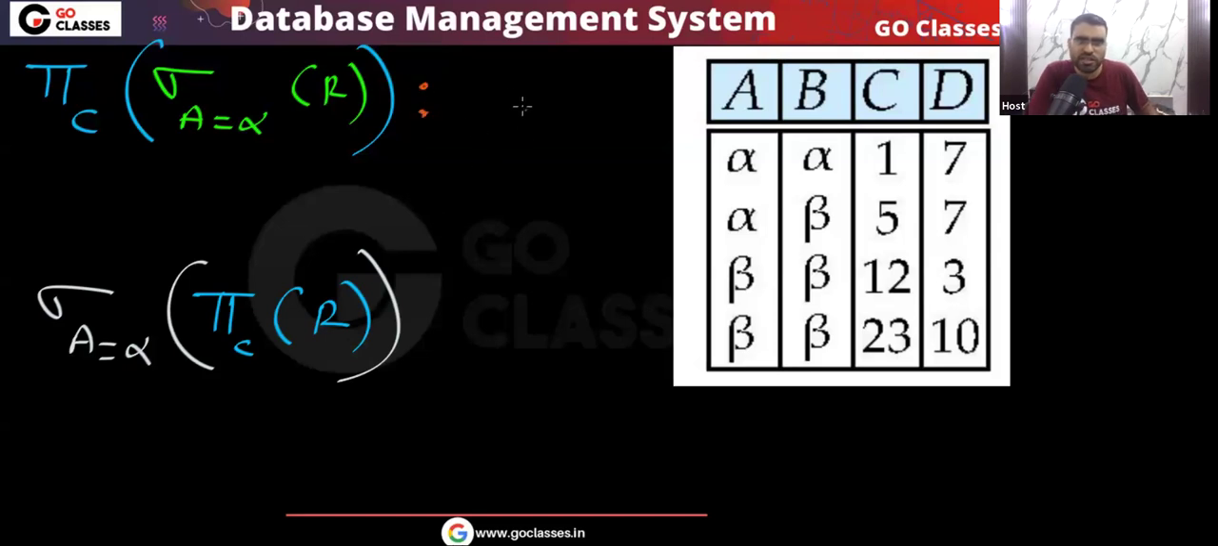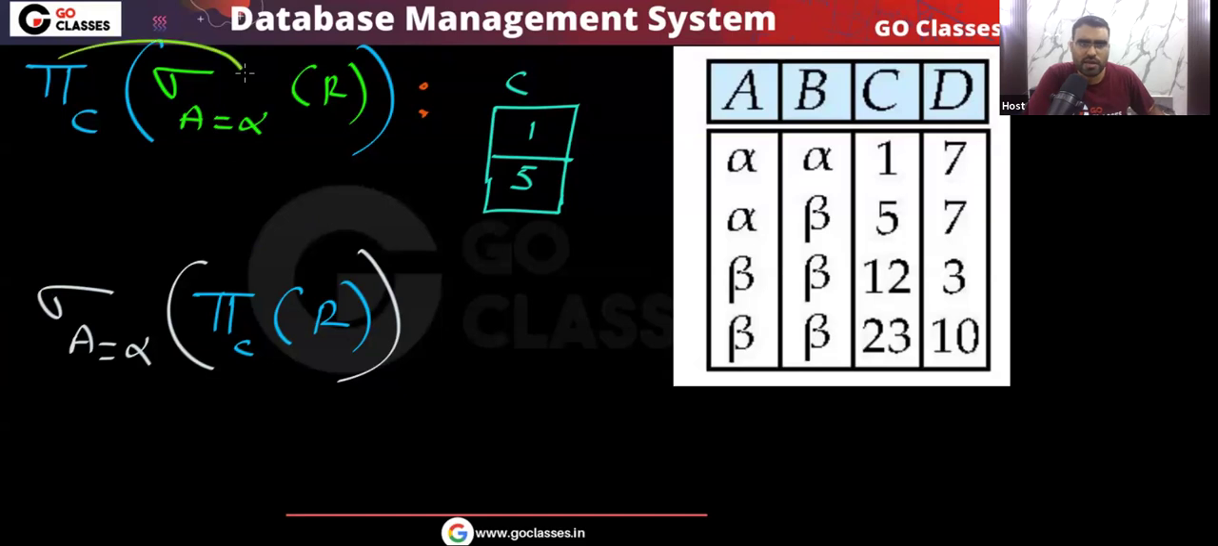The result of this query will be, first you filter tuples where A is alpha. So these two tuples will be selected, yes or no? Then I want to project attribute C. So the output will be 1 5. What about the other query?